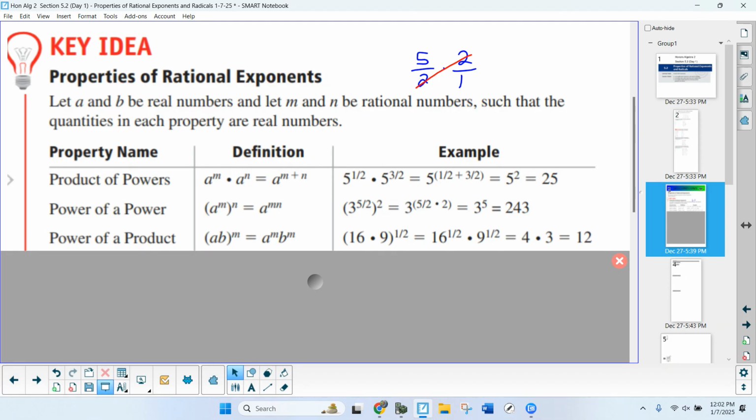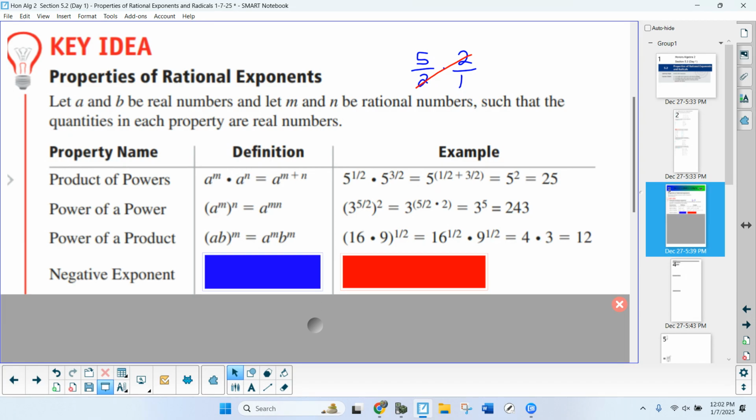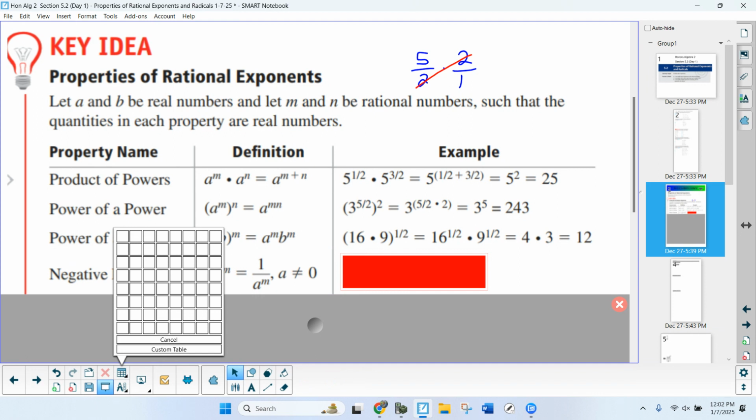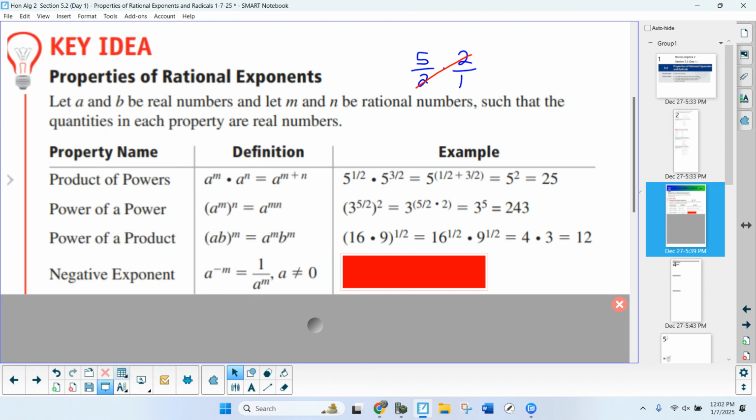Questions on that one? We talked about our negative exponent rule yesterday. If you have a to the negative m, where does that go? To the denominator. Now, there's a little exception to this rule in the fact that you cannot have a equal to 0 because if your denominator is 0, you have an undefined value. So keep in mind a cannot be 0.